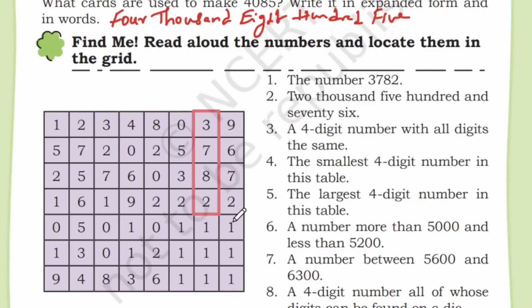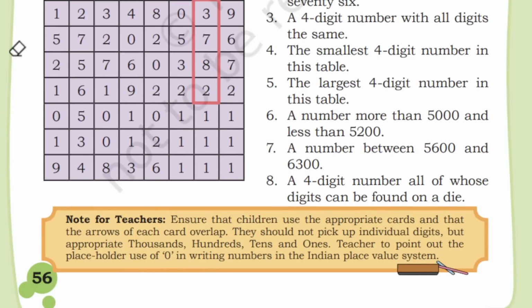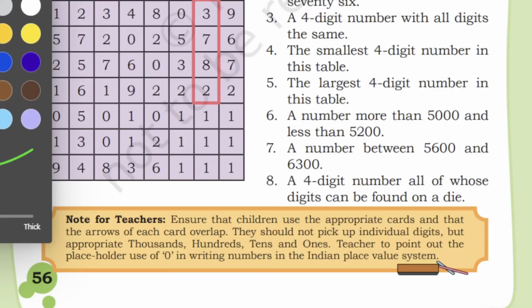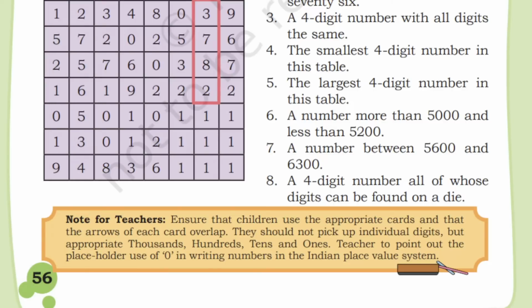So here we have 3 digits, all equal. But you need to find the 4-digit number with all digits equal. Let me try to find it. A 4-digit number with all digits the same. In this row I couldn't see a 4-digit one. Here, 2222. We can see all the digits are equal.